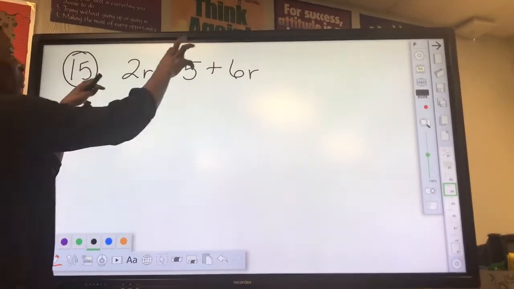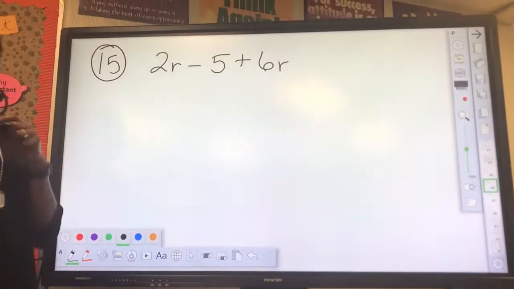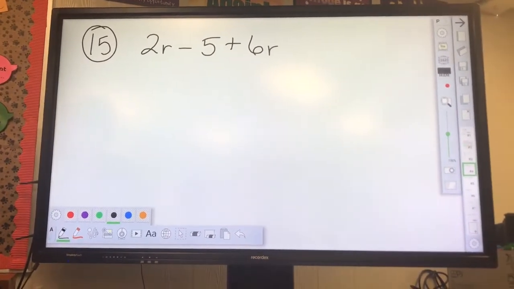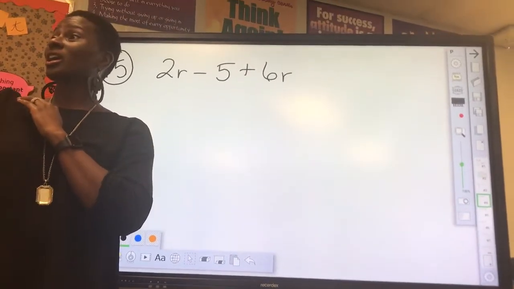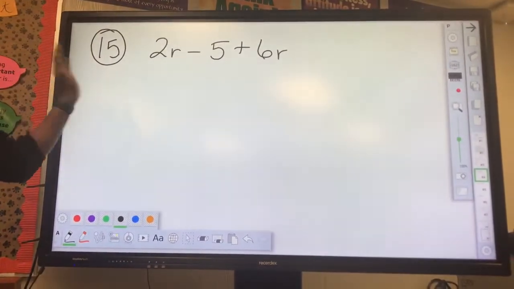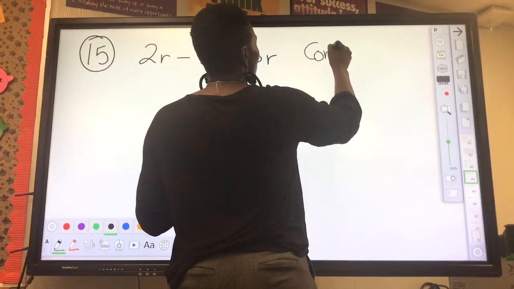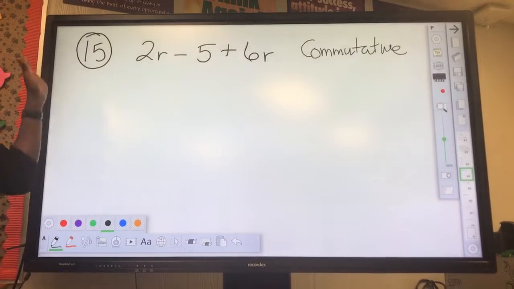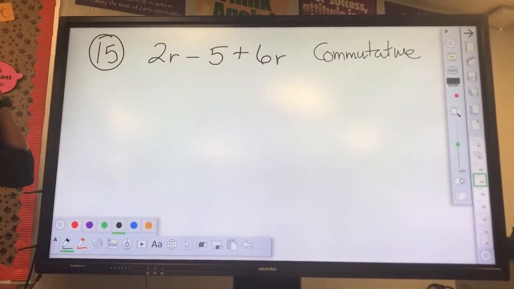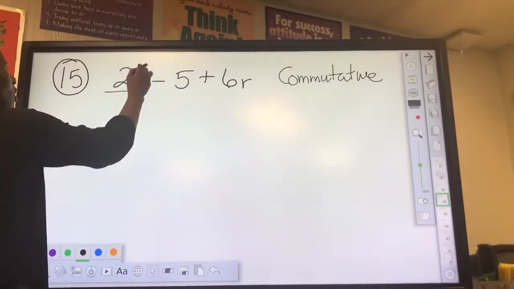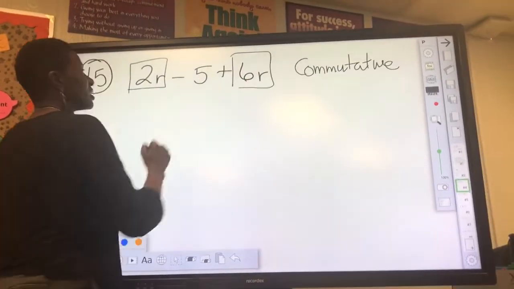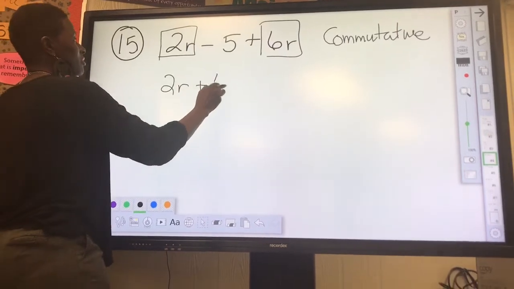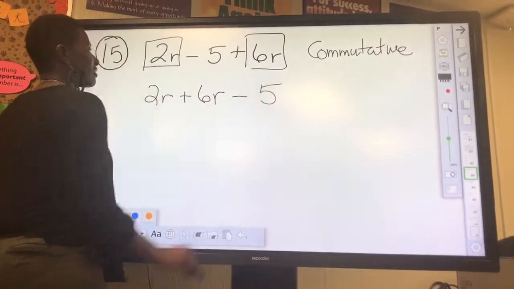What property allows me to move things around and still get the same answer? No, not subtraction. What property? Distributive. It is what? Commutative. Excellent. So I want to use the commutative property to put the things that go together, right? So what are the like terms in this problem? The R's. So 2R and positive what? 6R. So I'm going to move things around. So I got a positive 2R, a positive 6R, and a negative 5.